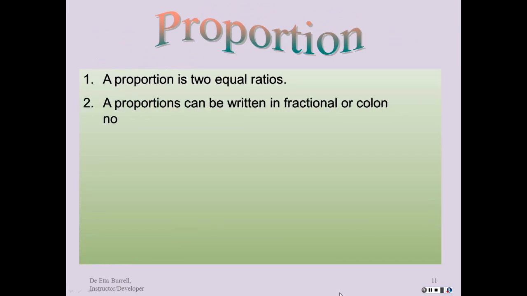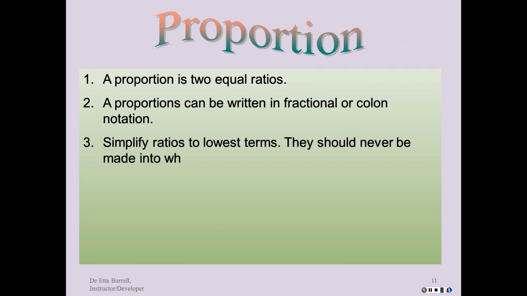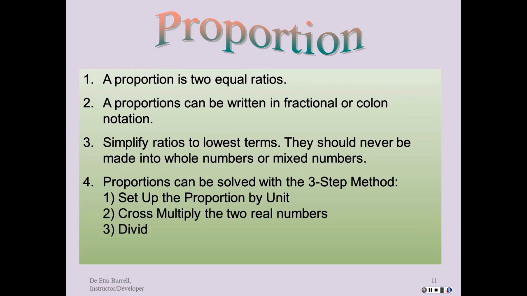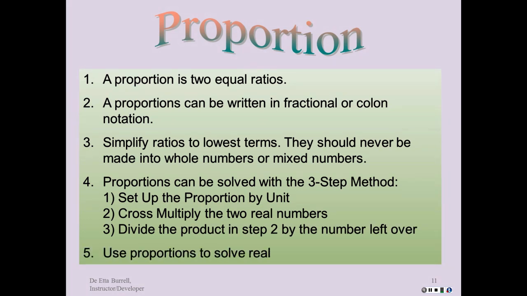So let's summarize. A proportion is two equal ratios. A proportion can be written in two different ways, in fractional form and in colon form. Don't forget that ratios need to be put in lowest terms. They should never be made into whole numbers or mixed numbers, but that is not true for the answer to a proportion. An answer to a proportion can be a whole number, a fraction, or a decimal.